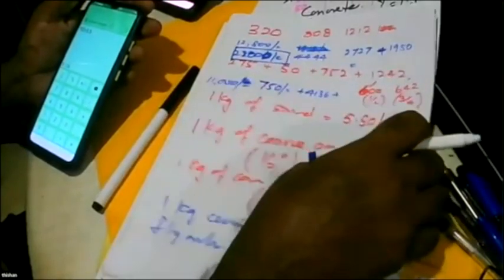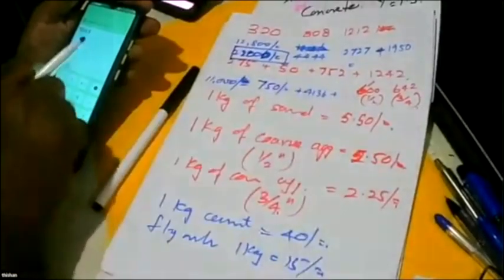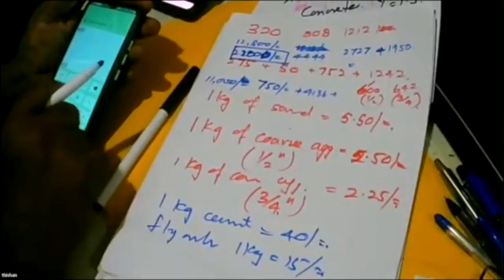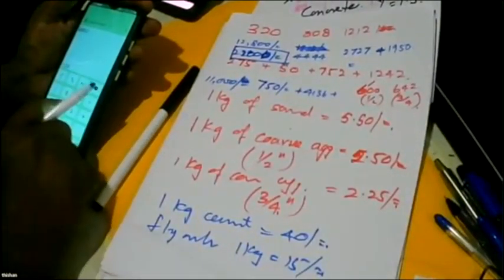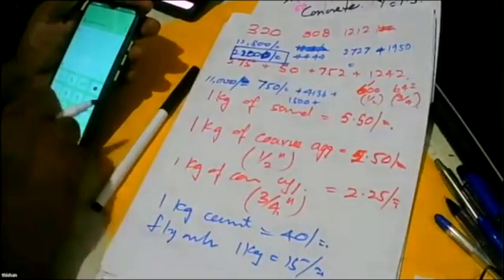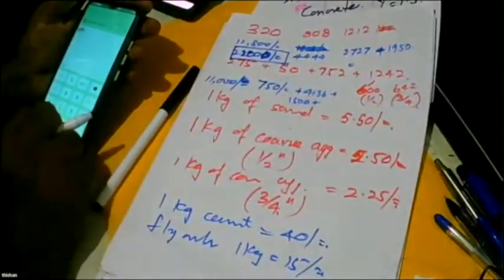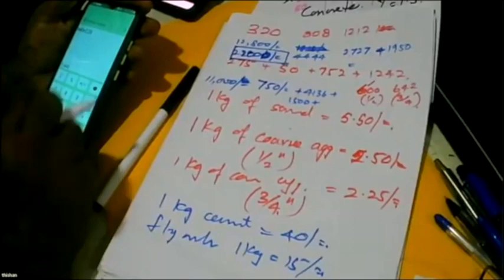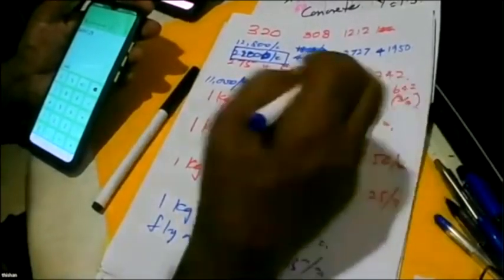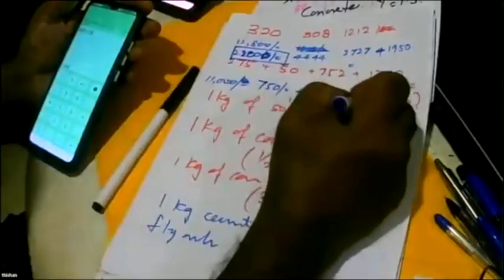Plus 600 of 250, because half inch aggregates are a little more expensive. 1500 plus 640 of 2.25, 1440 plus 1950.